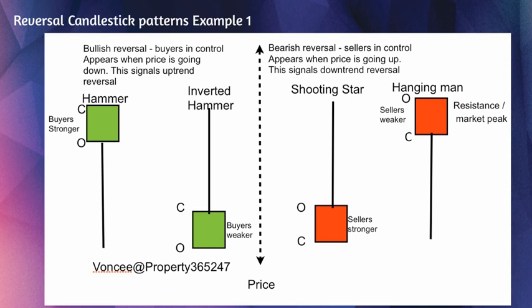With the hanging man, it shows that there's some resistance and the market is at its peak. With the shooting star, you can see that the body is at the bottom of the wick. So this signifies that the sellers are a lot stronger and they are really selling it down. And then the hanging man, as you can see, the body is at the top of the candle. The sellers are actually weaker there because it closed at the top. So don't think too much about it. Just try and think in a very simple manner, because if you think too much, you'll confuse yourself.